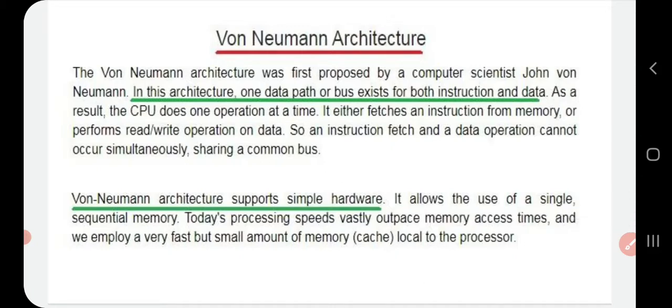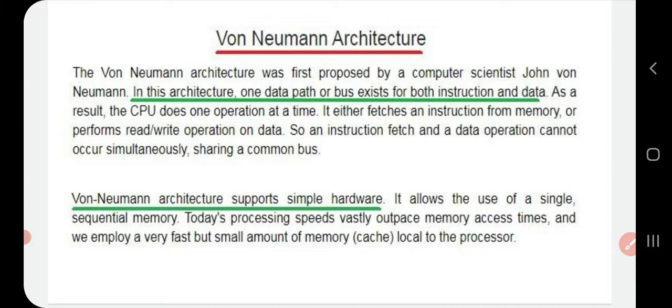As the name suggests, von Neumann architecture was proposed by a computer scientist, John von Neumann, and hence the name. It has one data path or bus for both instruction and data. That is, for instruction as well as for data, it supports only one data bus. As a result, the CPU does one operation at a time. It is very important: it either fetches an instruction from memory or performs a read or write operation on data. That is only one operation at a time.